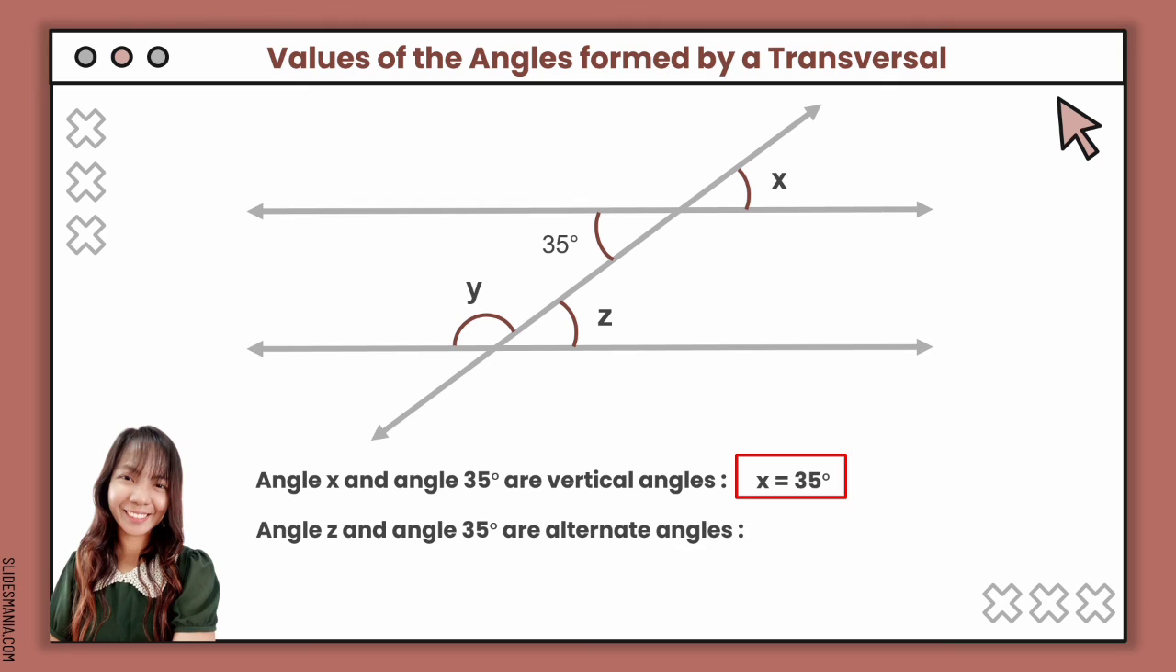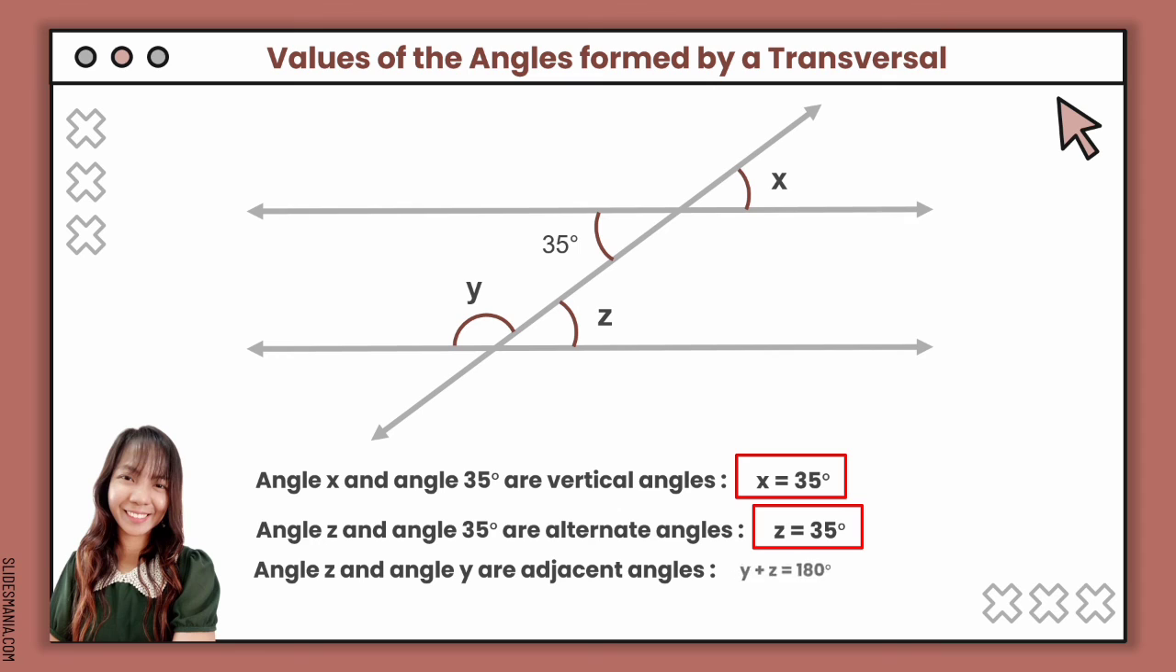Next, angle Z and angle 35 degrees are alternate angles, so they are equal in measure. So angle Z is also 35 degrees. Angle Z and angle Y are adjacent angles. So when you say adjacent angles, when you add their measures together, it will give you 180 degrees. So angle Y plus angle Z is equal to 180 degrees because they are adjacent angles.